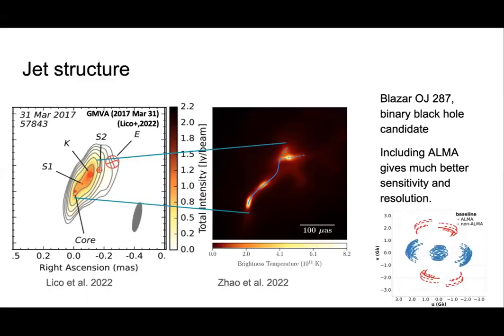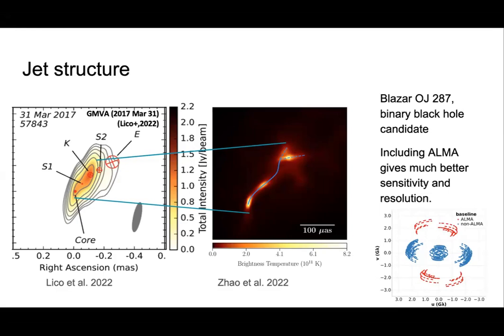Also in the next example, this is an interesting source in which the jet structure is very interesting. So we have here the blazar OJ287, and it's a binary black hole candidate. You can see in both images, taken with the GMVA, the central part of the jet, and you see that it has this wiggly structure.